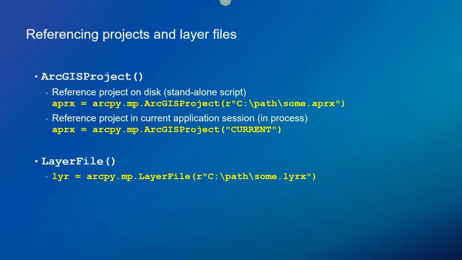The other option is you can use ArcGIS project with the current keyword. Now, this is really useful if you're working in the Python window and you're just experimenting with the API and you want to see directly in the application what your commands are doing. Or if you're working with a script tool, script tools are run within the application, so those script tools that are referencing current are going to do everything to the current application. And then working with layer files, well, it's really as simple as referencing them out on disk, and so we can reference LYR or LYRX files.